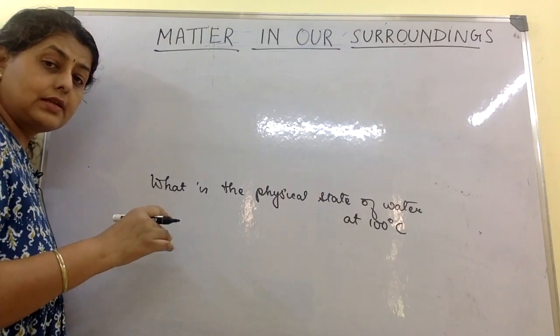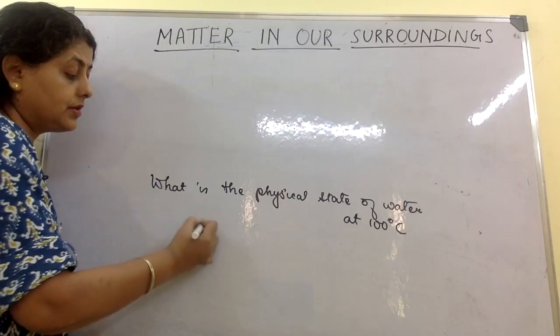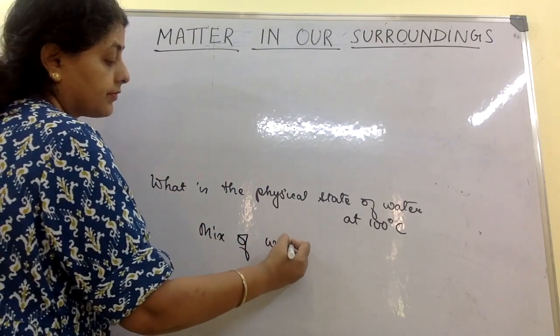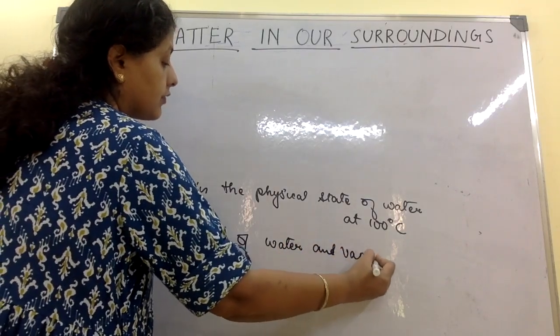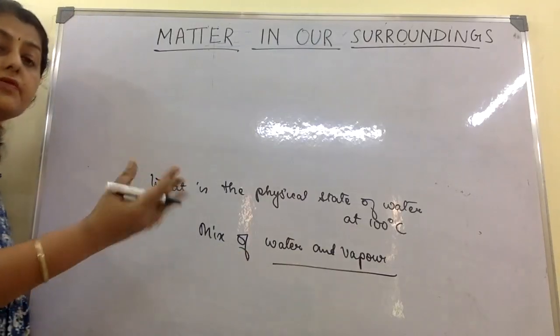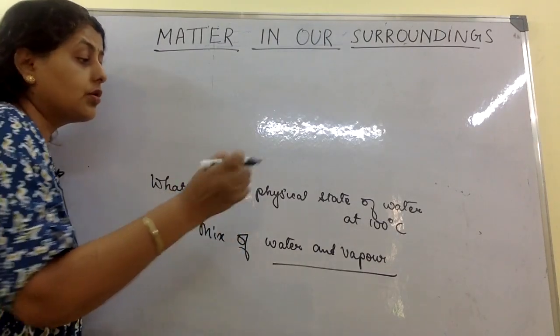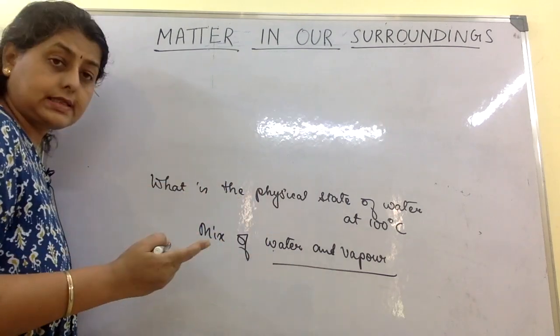At 100 degrees, the physical state of water will be a mix of water and vapor. We can't say the physical state of water is only water or only vapor at 100 degrees, because while it is converting at 100 degrees, both can exist, water and vapor. Same thing at 0 degrees, water and ice.